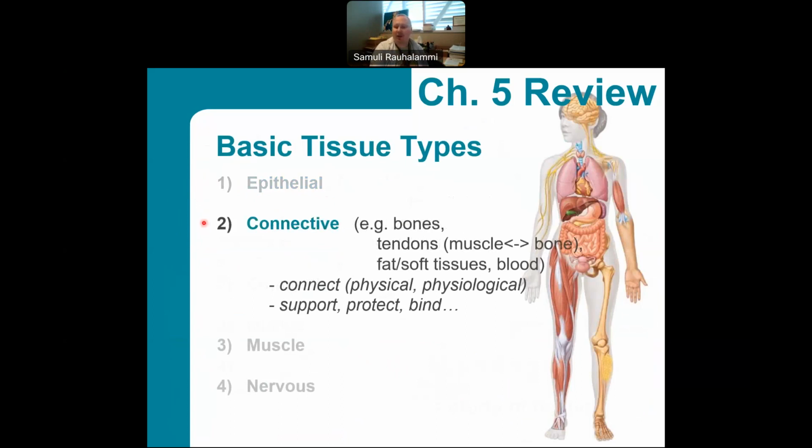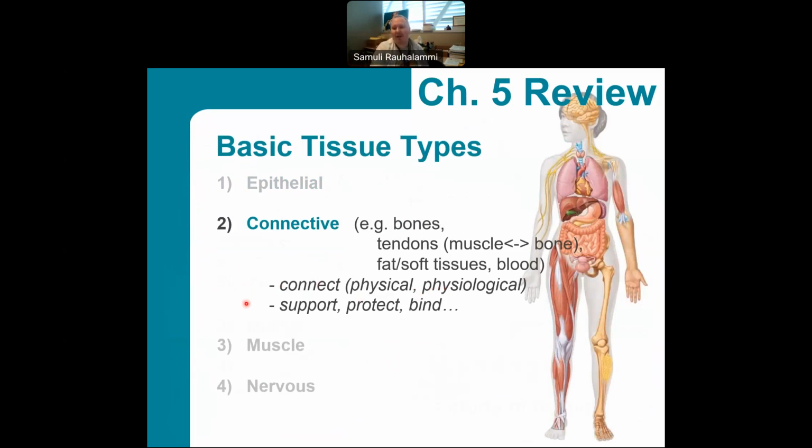We will also have connective tissues. Connective tissues really do what the name proposes. They connect parts of the body from one to another. How I often describe the connective tissues to my students is that they form connections not just physically, like, for example, bones, tendons, and ligaments, but also physiologically, like, for example, blood. Blood connects different body parts by transporting materials between them.